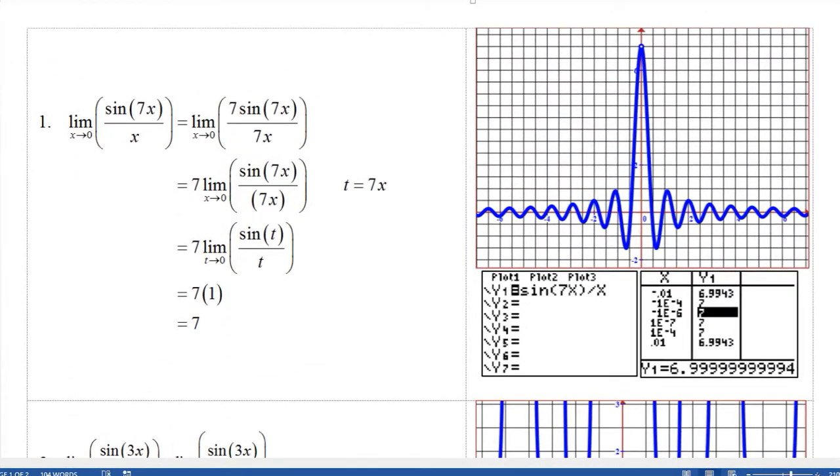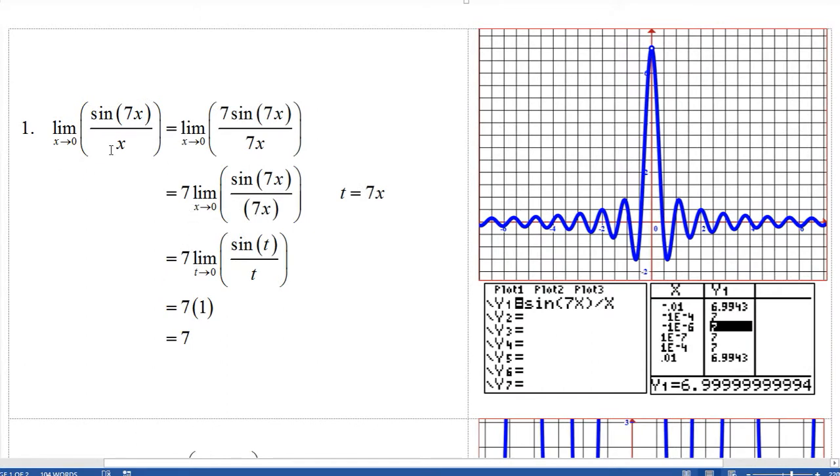Okay, so here I have a function, sine of 7x over x, and we want to take the limit as x goes to 0. Of course, if you plug in 0, you get sine of, see, 7 times 0 is 0, sine of 0 is 0, and that's 0 over 0, that's an indeterminate form. Plugging in x equals 0 doesn't help us any. We need to try to see if we can work with this.